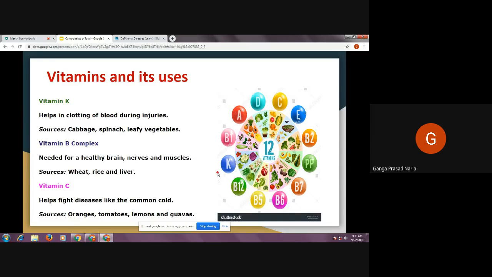Okay, vitamin C helps fight diseases like the common cold. Vitamin C helps to fight common diseases like cold, bleeding gums, and others. We get vitamin C from sour items like orange, tomato, lemon, and guava.